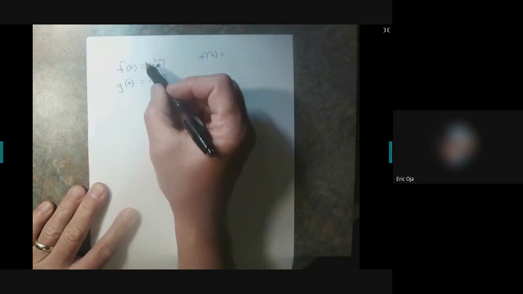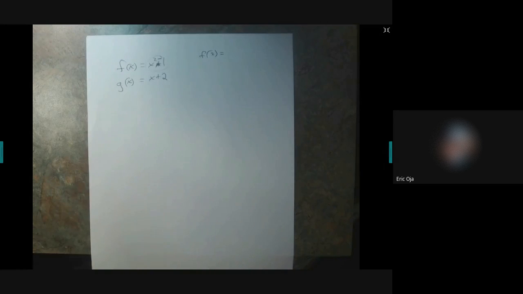No, f of 2. If f of x is x squared minus 1, the rule is telling you what I do with the input value when I input an x. I'm going to square it and subtract 1. So f of 2 would be? You just multiply it by 2?